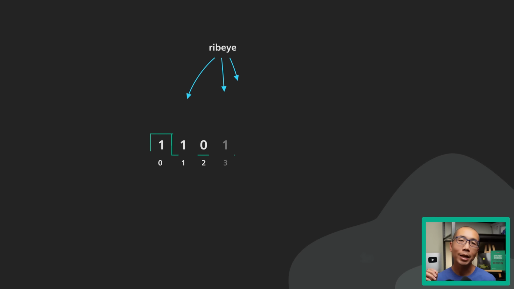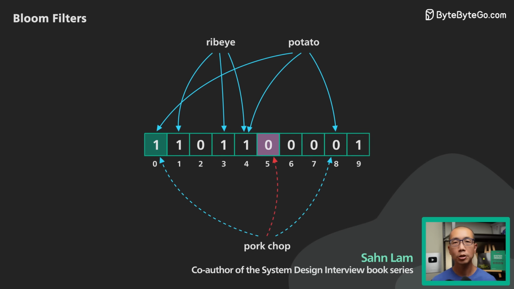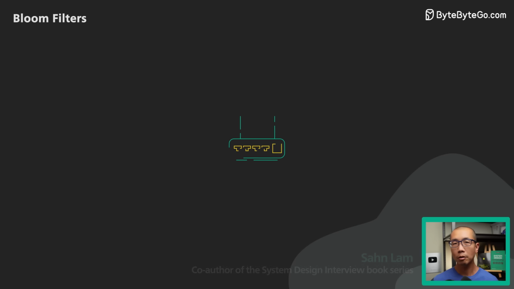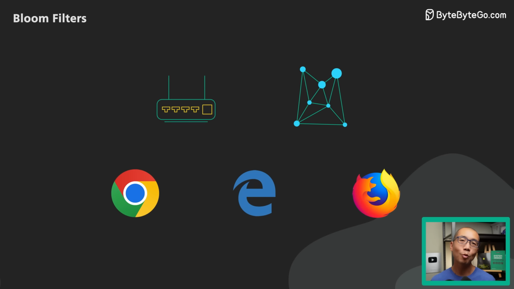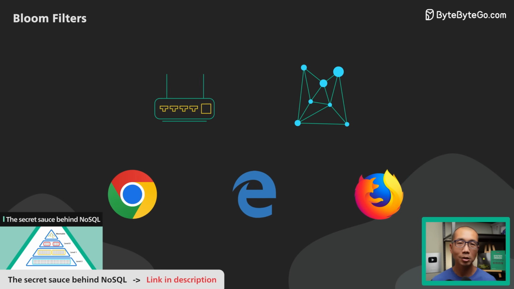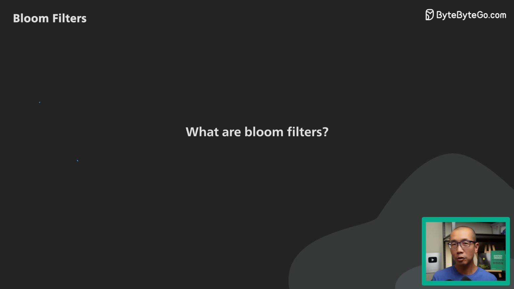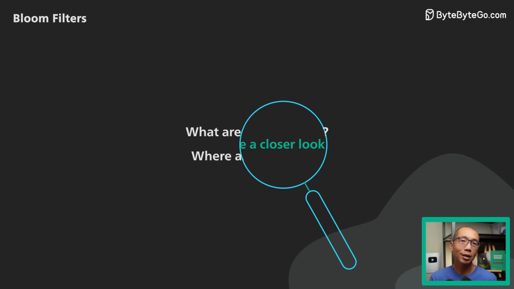A Bloom filter is a data structure with many practical applications. It can be found in network routers, databases, and web browsers, just to name a few. We mentioned it in one of our recent videos when we discussed NoSQL. What are Bloom filters? Where are they used? Let's take a closer look.